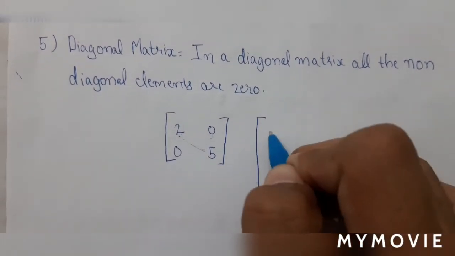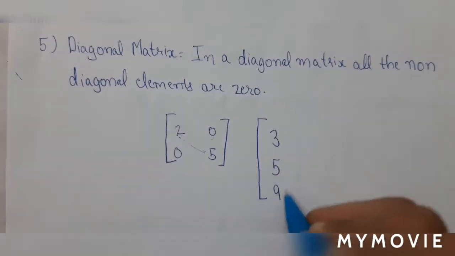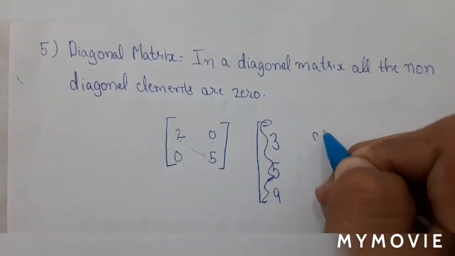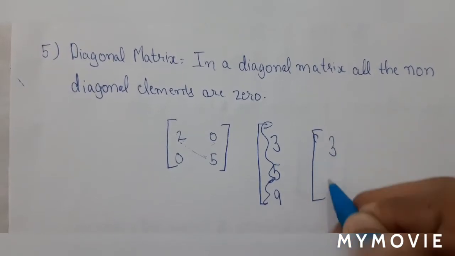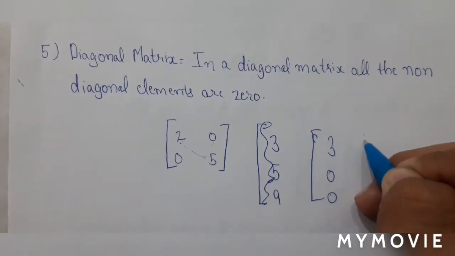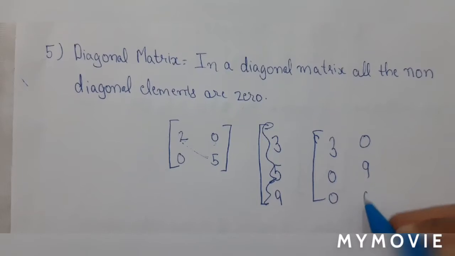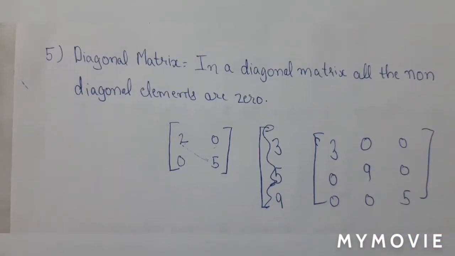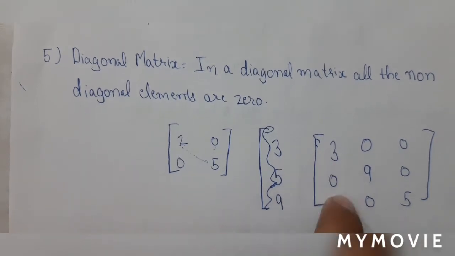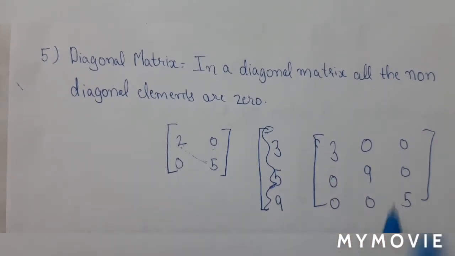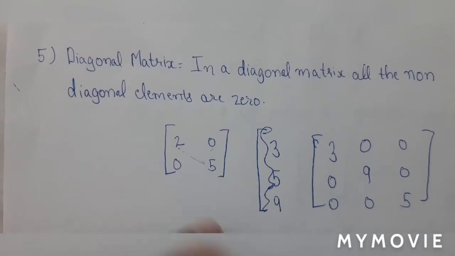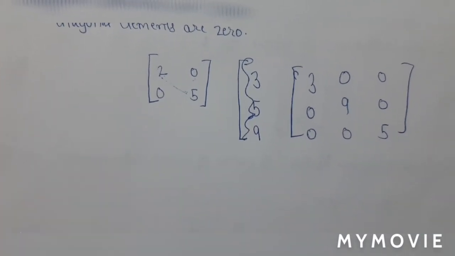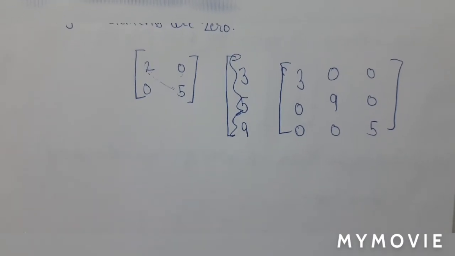Like let's take 3 0 0, 0 9 0, 0 0 5. Here the diagonal numbers are 3, 9, 5 and the non-diagonal numbers are 0. So this is a diagonal matrix, and a diagonal matrix should always be a square matrix.